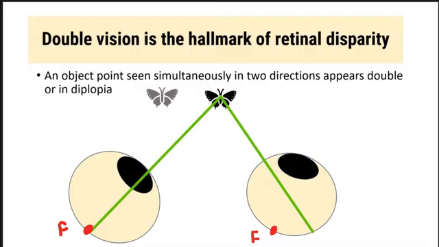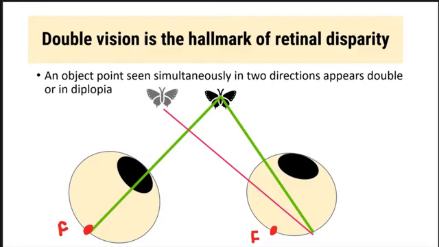Now, at the same time, it is also important to know that whenever the object is not falling on these corresponding points, it means that they are falling on two non-corresponding points, as seen over here in this image. You can see that the right eye is deviated outwards, and therefore the rays from that butterfly are falling on the temporal aspect of the fovea, and therefore the image is formed somewhere nasally, and therefore you are seeing double images here.